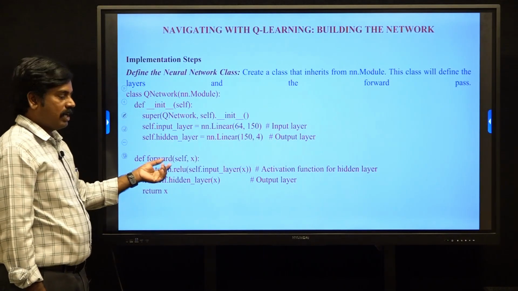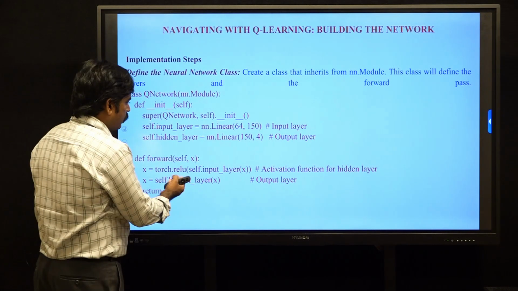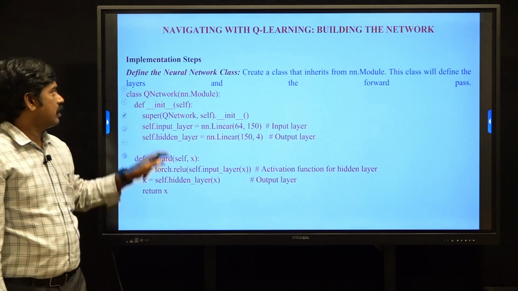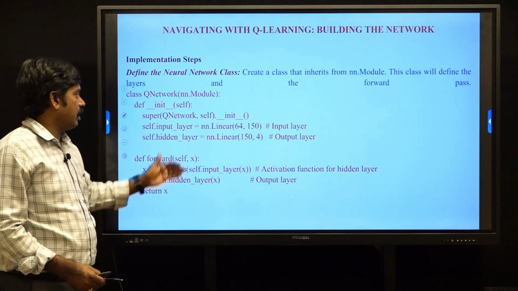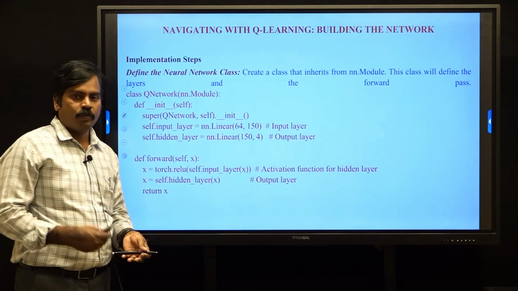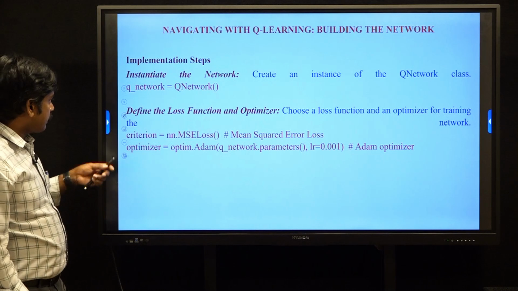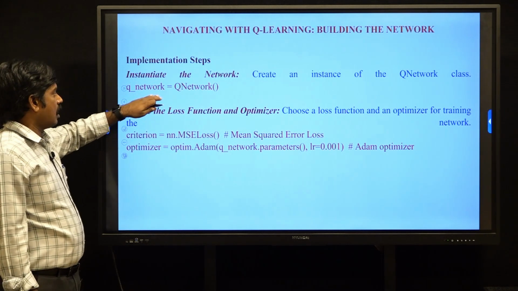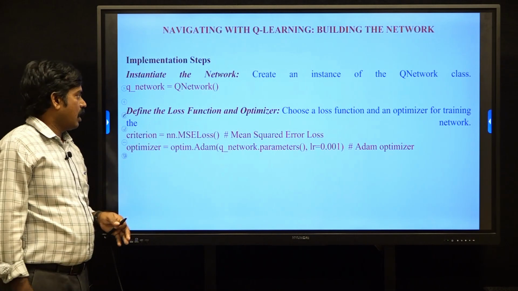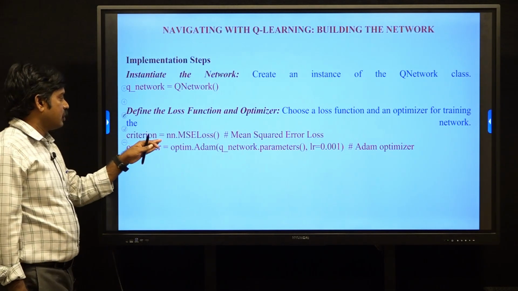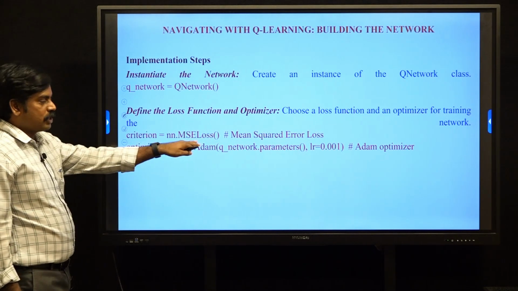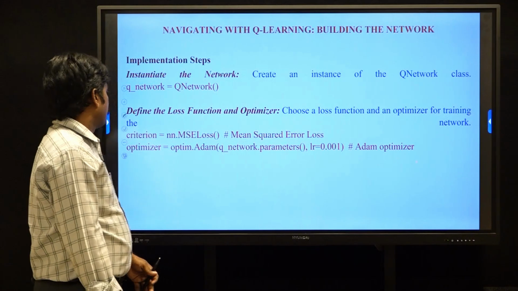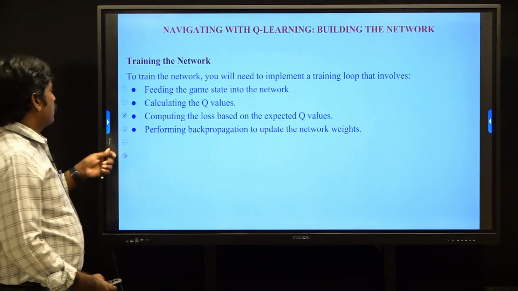Next, in the forward pass we mention the activation functions. ReLU is the activation function, then the output layer, and finally we return x. So this defines the neural network class: we mention the layers, and the forward pass consists of the layers and activation functions. Next, we instantiate the network class object. The Q_network is the object of the QNetwork class. Next, we define the loss function and optimizer. The criterion is nn.MSELoss, mean square error, and for the optimizer we use Adam with learning rate 0.001 in this example.